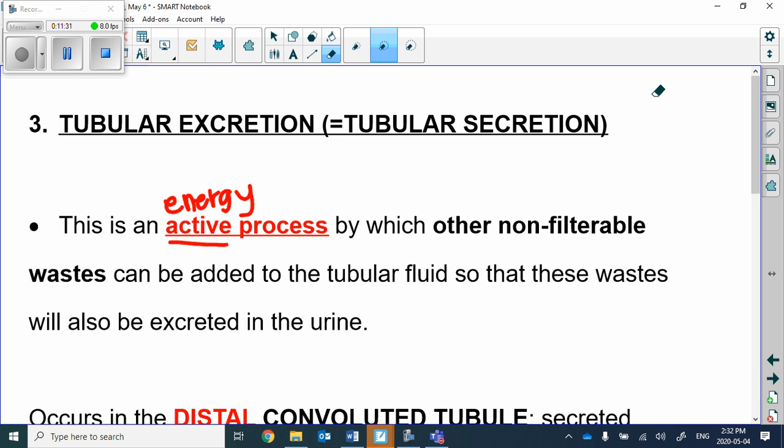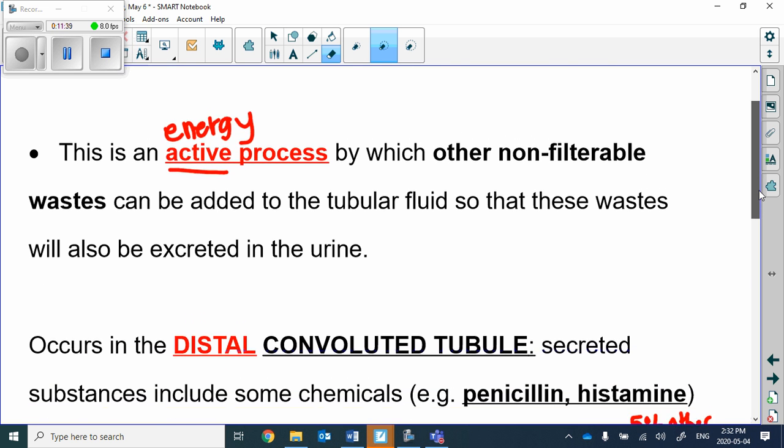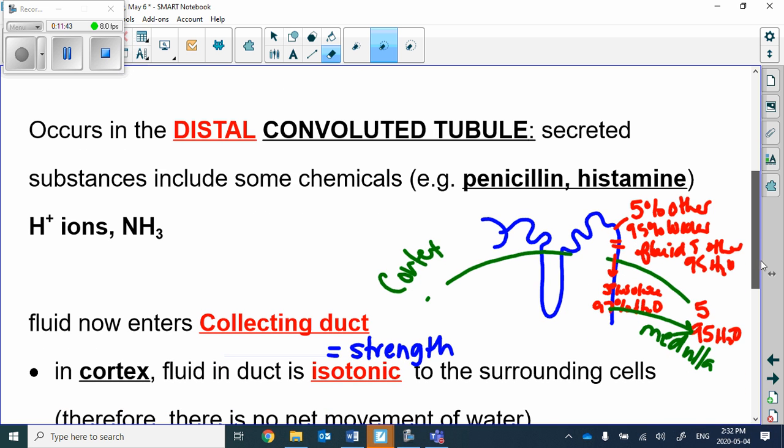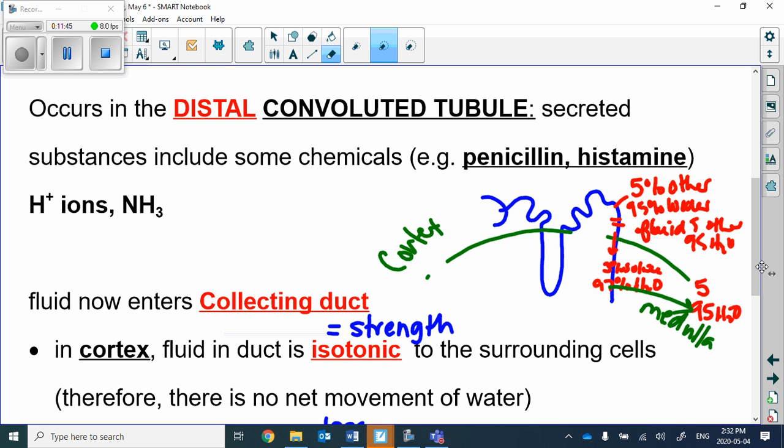So this is an active process. Again, that word active means you need energy, by which other non-filterable molecules can be added to the tubular fluid so that these wastes can be excreted in the urine. So this occurs in the distal convoluted tubule. Secreted substances could include chemicals like penicillin, which is an antibiotic, histamines, hydrogen ions, ammonia ions, and that fluid, once we've reabsorbed all the other things, now enters the collecting duct.